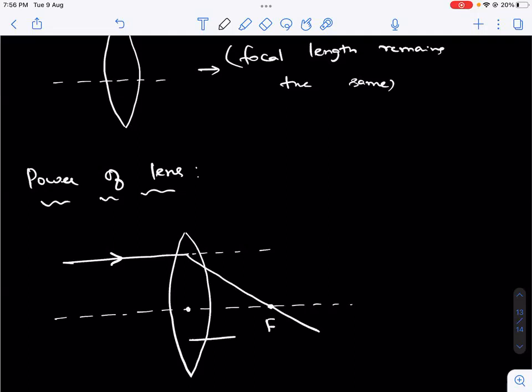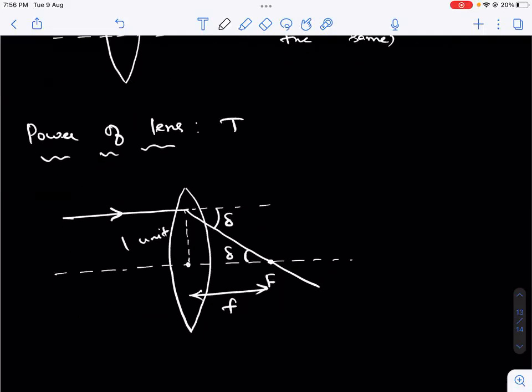So from the optical center, if I take this distance to be small f, then you can observe that the ray which is considered, let's say at a distance of 1 unit from the center, is observed to have a deviation of delta. Is that right? So if this is delta, how much is this? This is also delta because it is alternate interior angle, right?